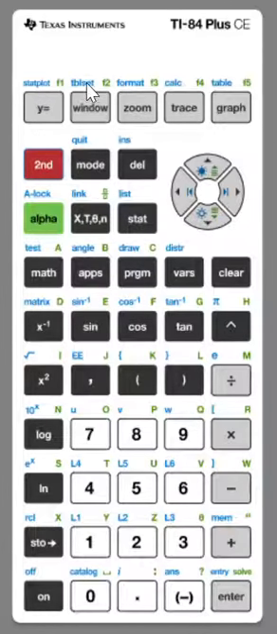All right, so the second functionality basically takes all of the other keys and allows you to use whatever is notated in blue above it. So stat plots, table set, format, calc, table, all tons of stuff that you're going to use as you progress through high school mathematics. Get used to these functions, understand where they're located, how to access them, and when you're going to use them.